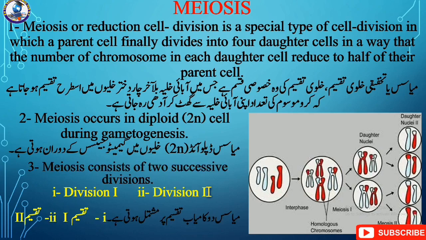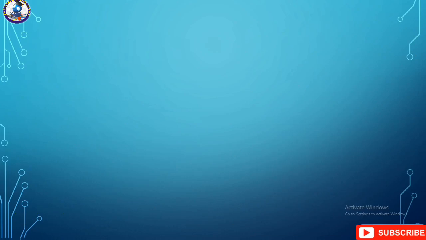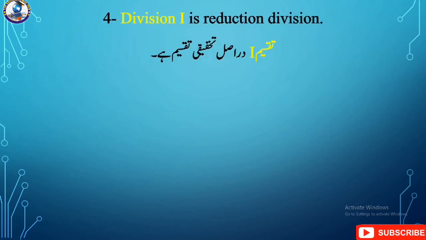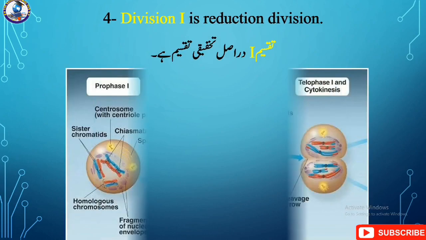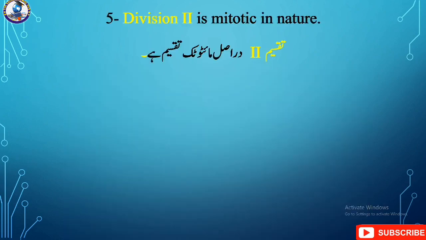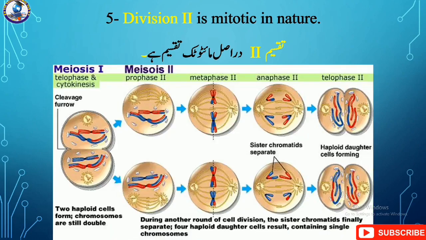Meiosis consists of two successive divisions, division 1 and division 2. Division 1 is usually the reduction division, and division 2 is just like mitosis in nature, or we can say that division 2 is just a mitosis, which we have already discussed in our previous lecture. You can watch that lecture from the link in our description.